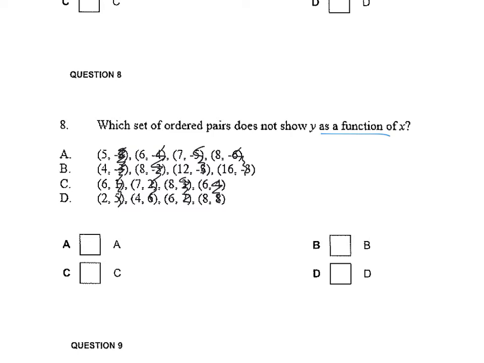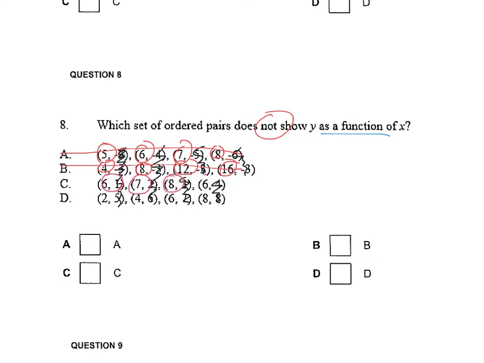Only looking at x values. Boop, boop, boop, boop. And it says does not show a function. So 5, 6, 7, 8, none of those repeat, so that is a function. 4, 8, 12, 16, that's a function because none of those repeated.